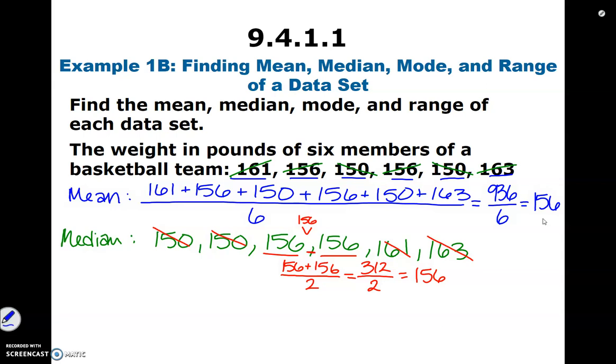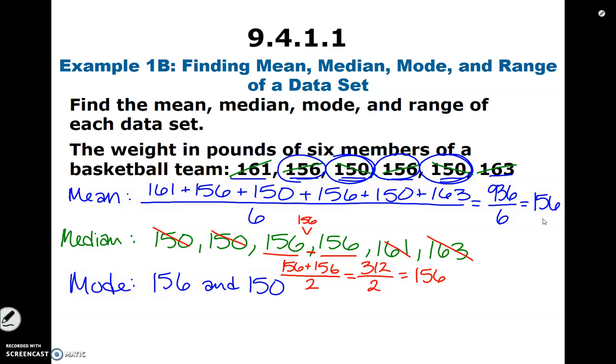Okay, let's find the mode. So I have to see, do any of my values occur more than once? Yes, 150 occurs more than once. 156 also occurs more than once, and they both occur twice. Okay? If one of them were to have occurred 5 or 6 times, we would say that would be our mode. But since they each occur twice, we have 2 modes. 156 and 150 are my modes.